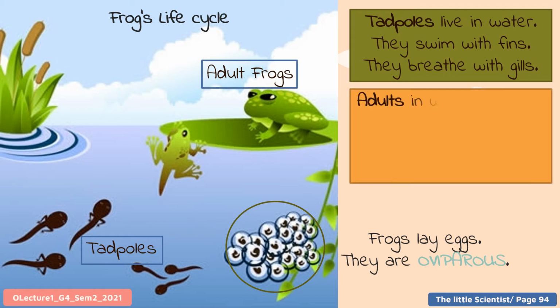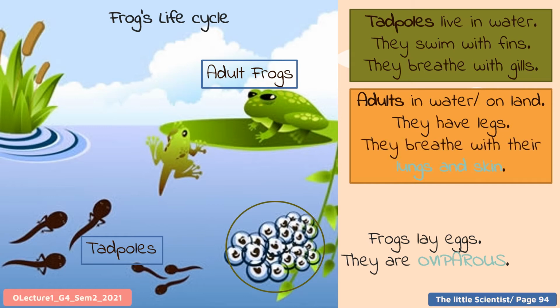Then tadpoles grow into adult frogs. Adult frogs, big frogs, can live in water. They can swim in water, but also they can live on land. They have legs to move. They have 4 legs to move. So frogs lose their fins and grow legs. And big frogs breathe with their lungs and their moist skin. Adult frogs don't have gills anymore.